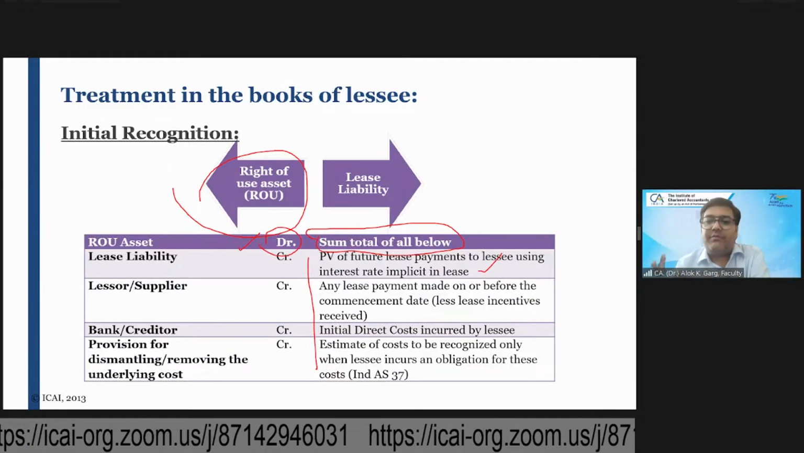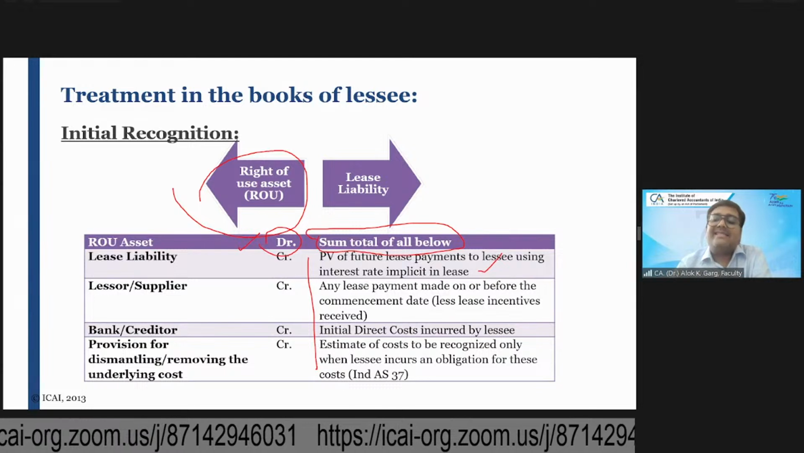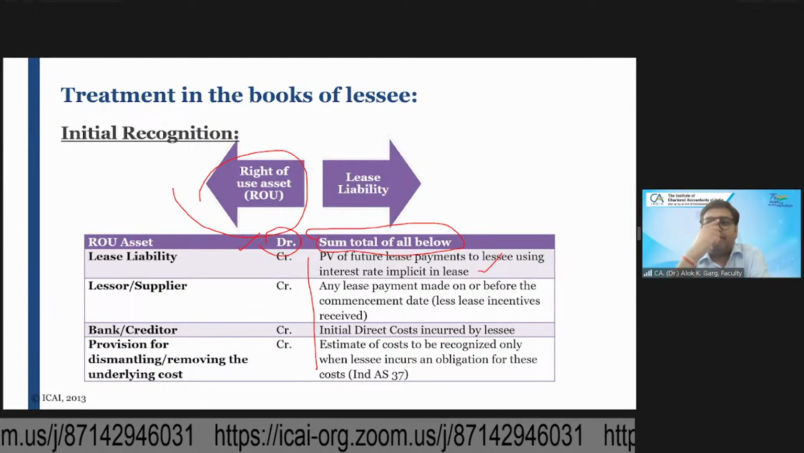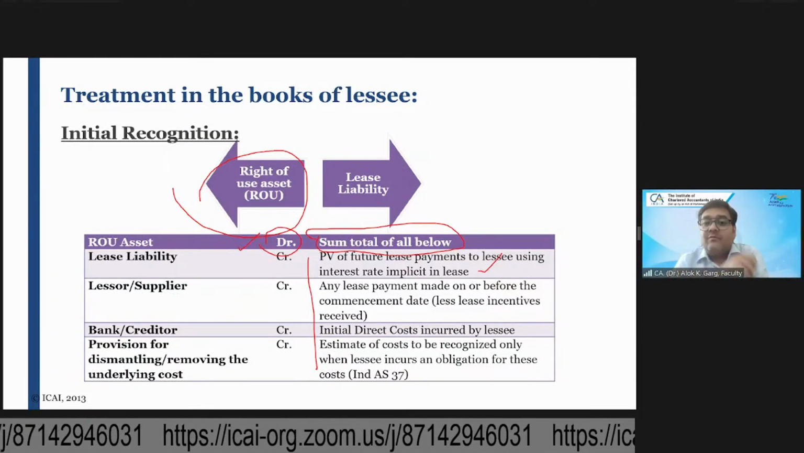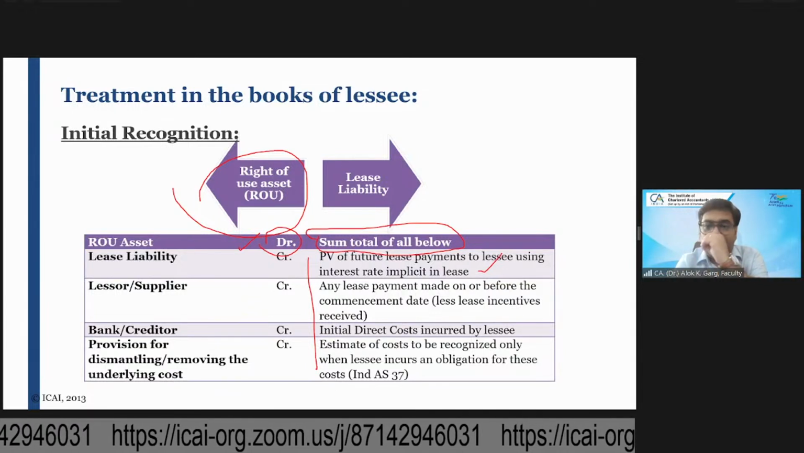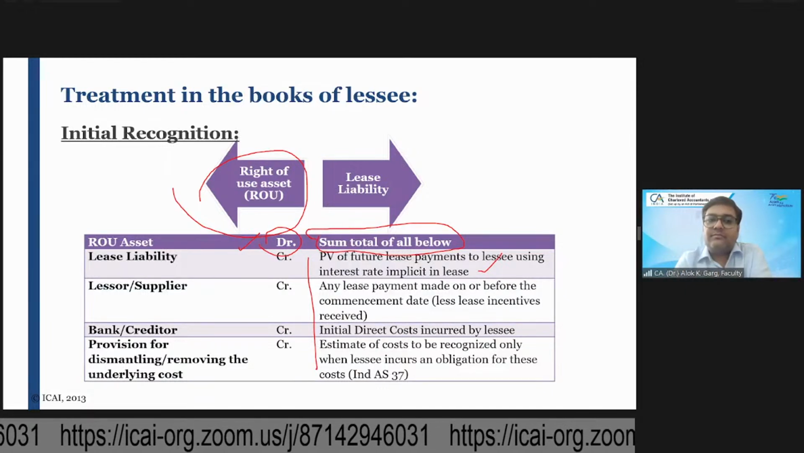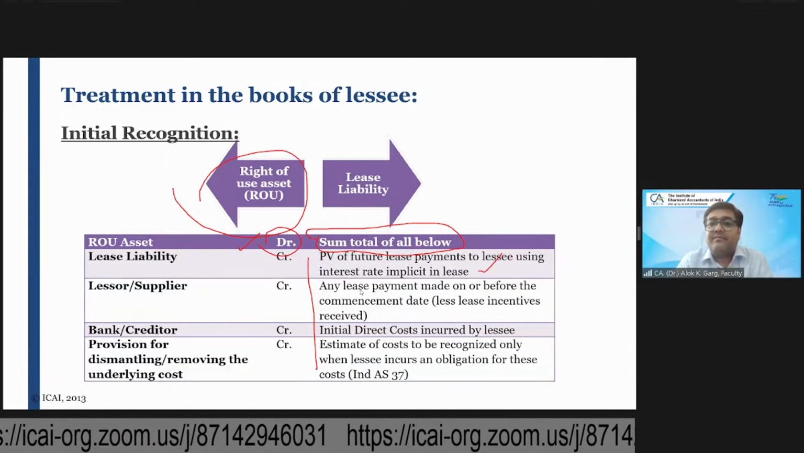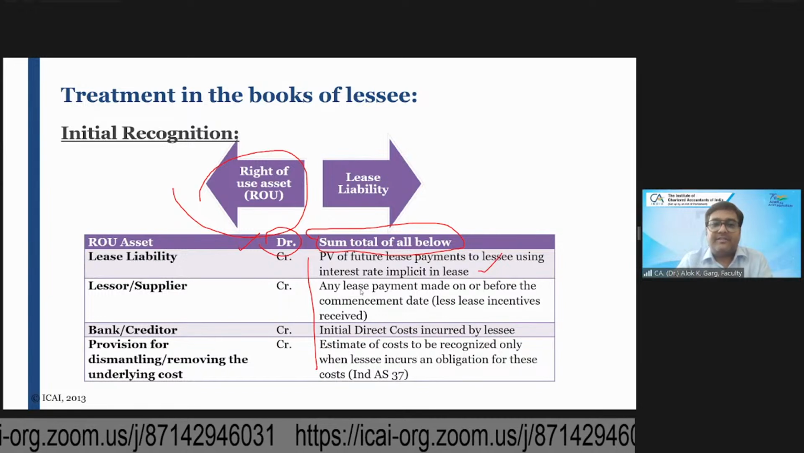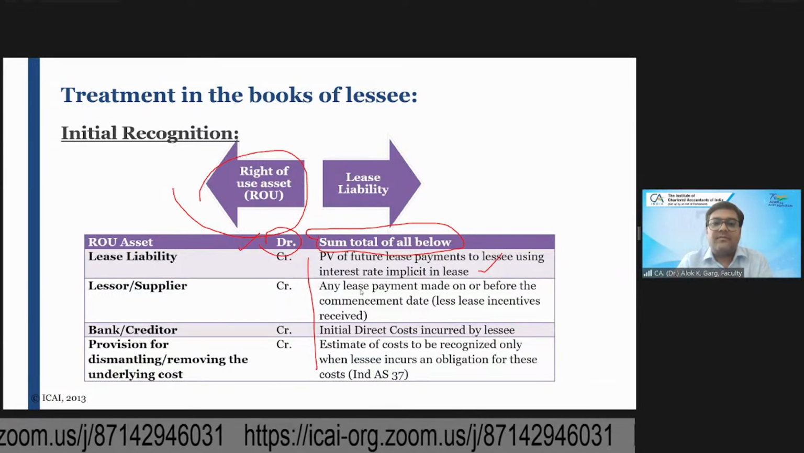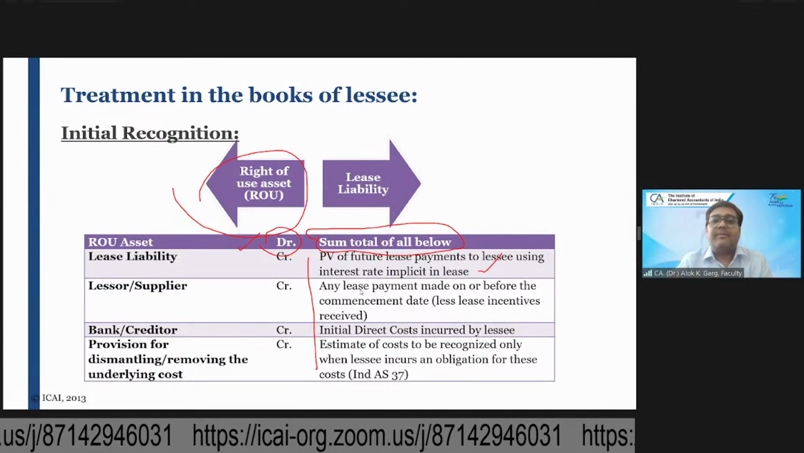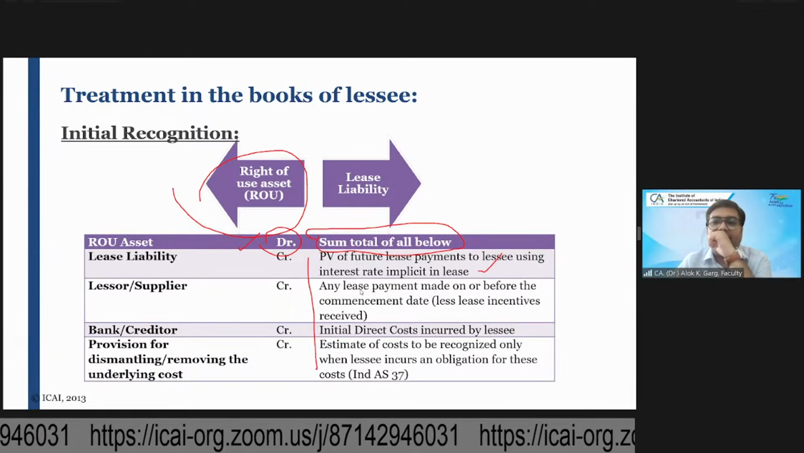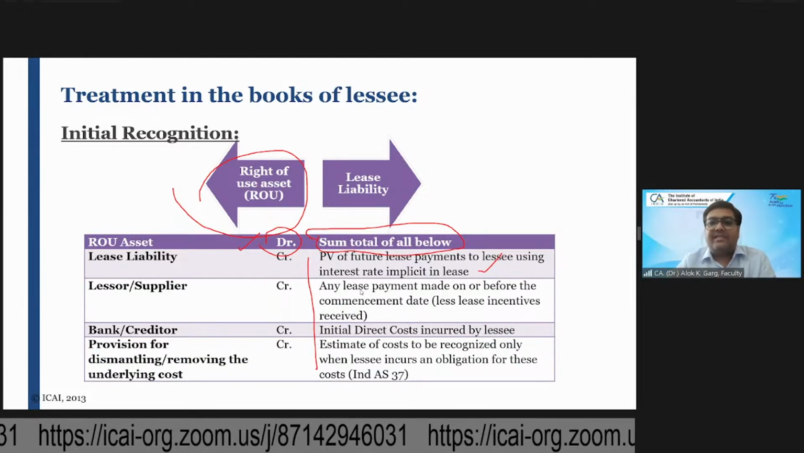Now, before the commencement date of the lease, the lessee has given an advance to the lessor. What is the accounting of that advance? Some sort of security deposit. What is the accounting entry for that advance? Lessor account debit to bank account. Okay. At the commencement date, what will be the accounting entry?